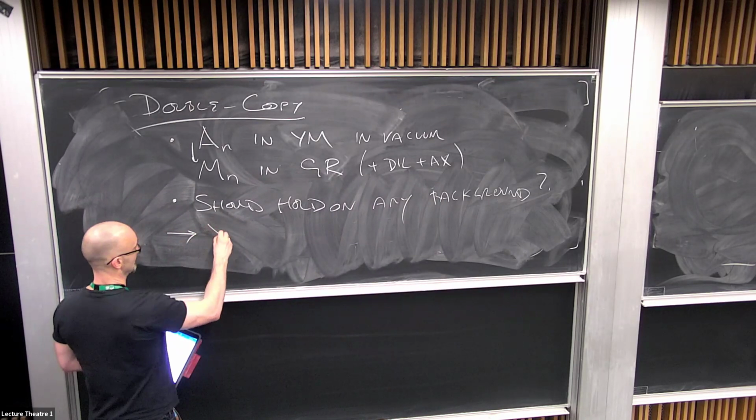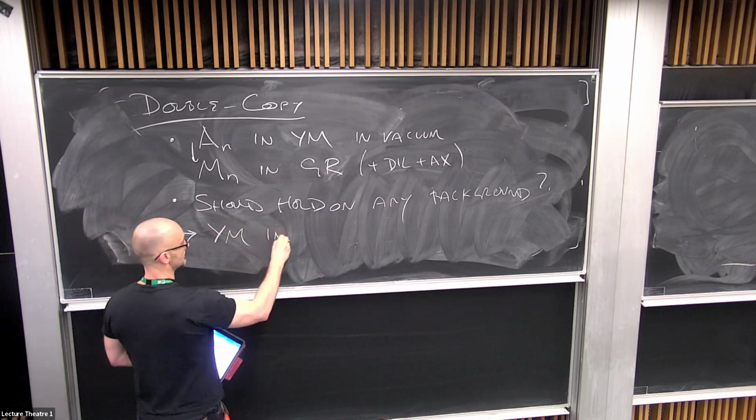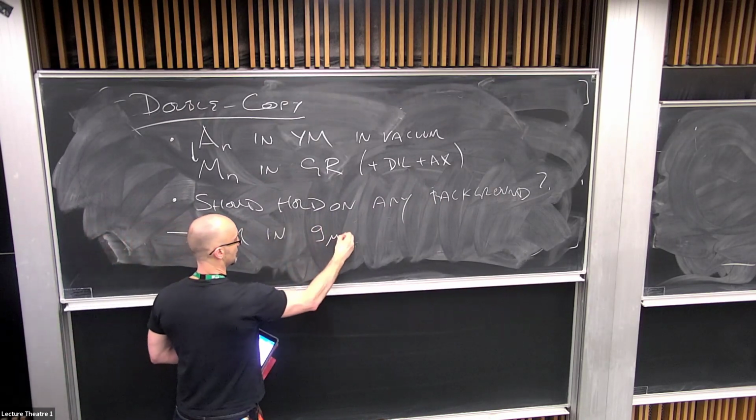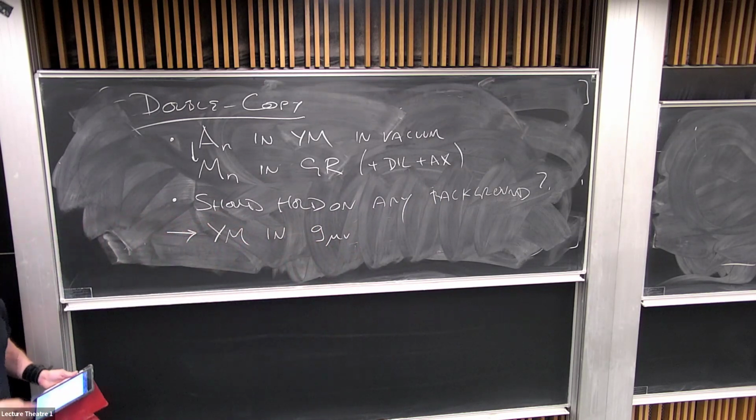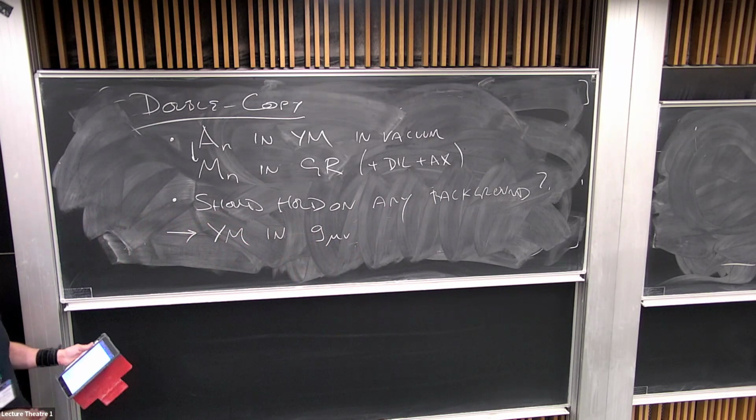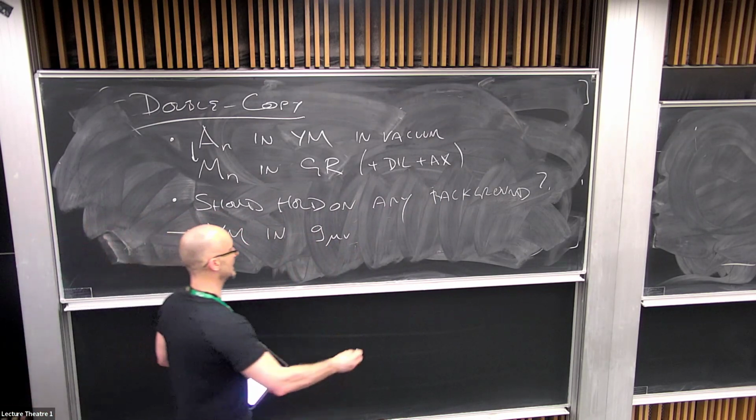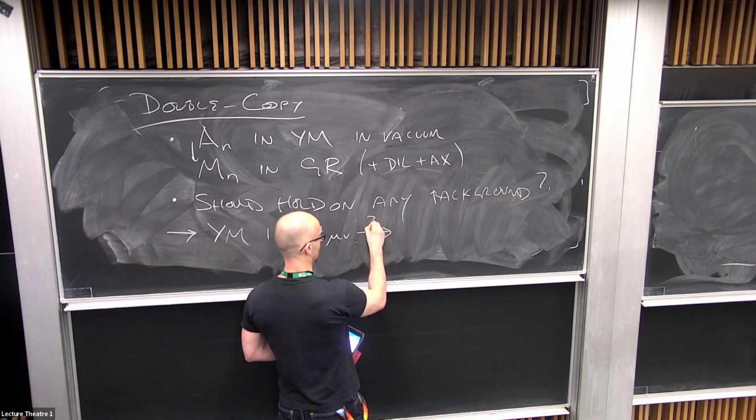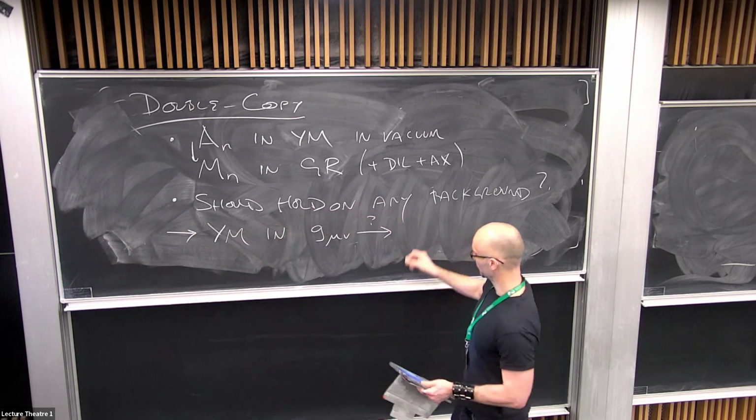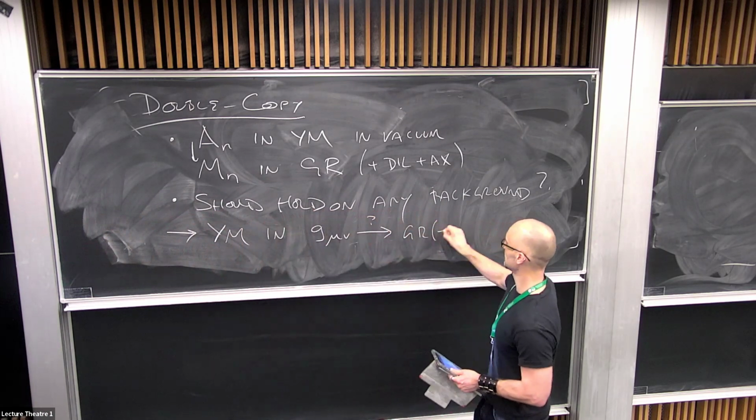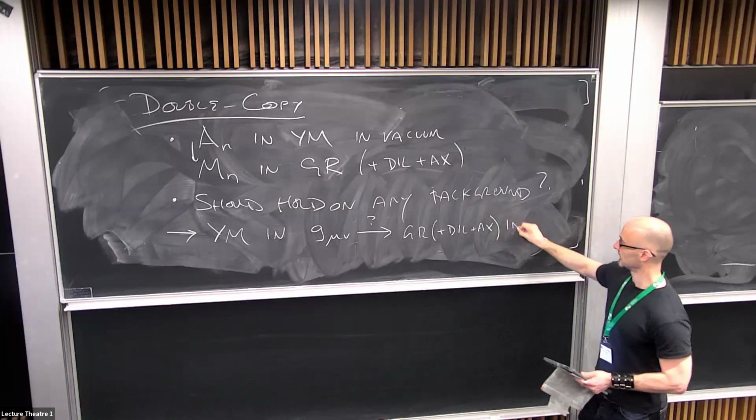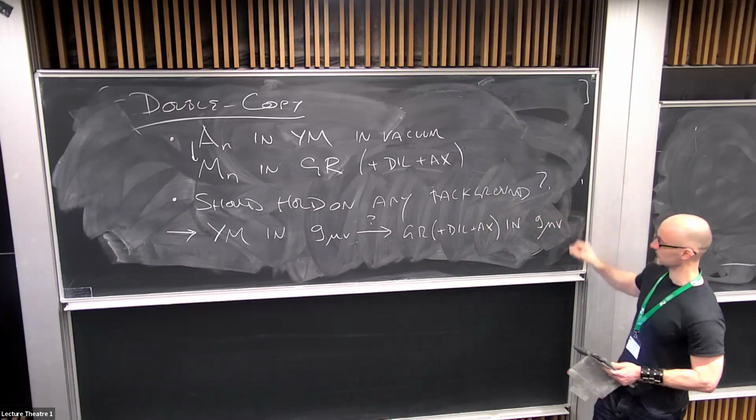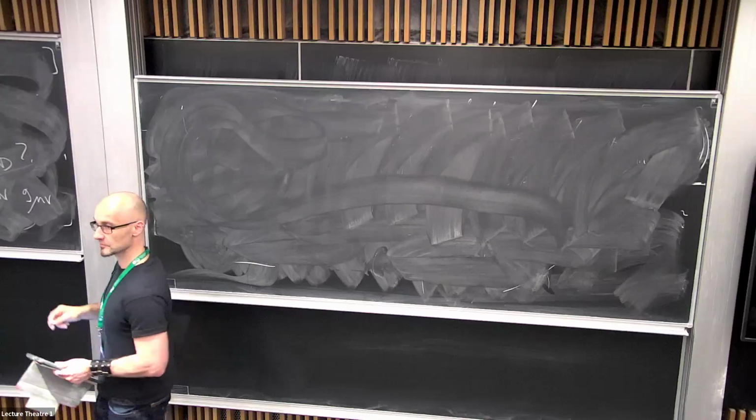So one option might be the following. Suppose we do some Yang-Mills scattering in a given background, G mu nu, for example. Maybe that'll end up double copying to gravity, that's the dilaton plus the axion, all scattering on the same G mu nu. That's an option, right? That might happen.